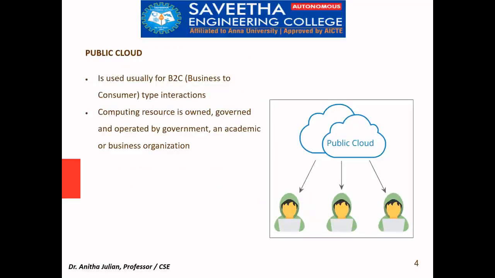The second type is public cloud. This is usually between business and consumer. So you have a public cloud which one business is operating and many customers can be accessing that cloud. An example could be a cloud owned and operated by the government or an academic or business organization like our college, or now the government is sharing COVID information. Everything is available in a public cloud and all the public are able to access it. So that comes under public cloud.